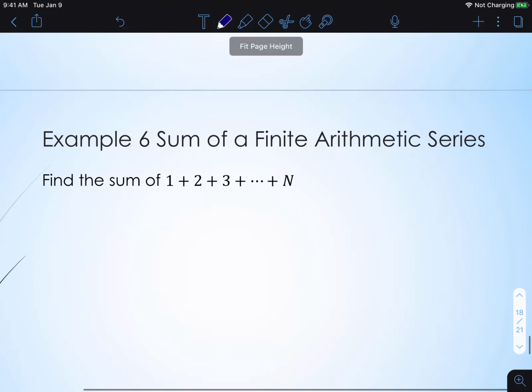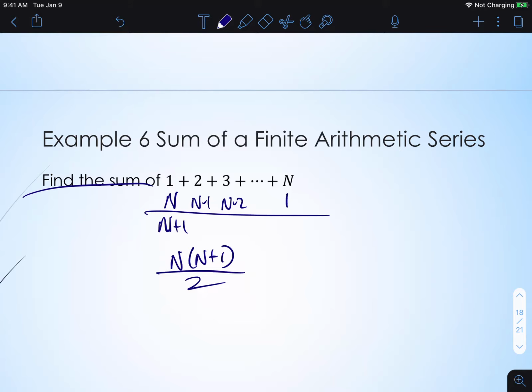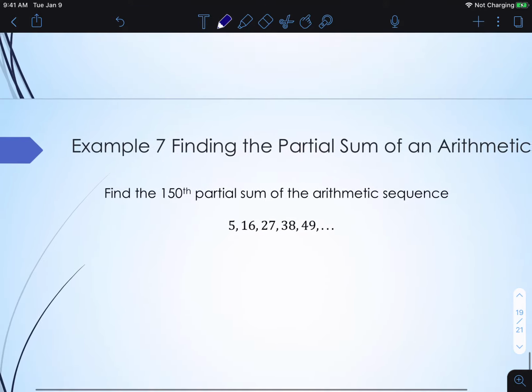Number 6, this one's adding up everything to n. I actually already identified that for you, so it's just 1, and this is n, and this is n minus 1, and this is n minus 2, so all of these add up to n plus 1 times n. There's n of them, so it's just going to be n times n plus 1, and that divided by 2. So that's the sum of that arithmetic sequence.